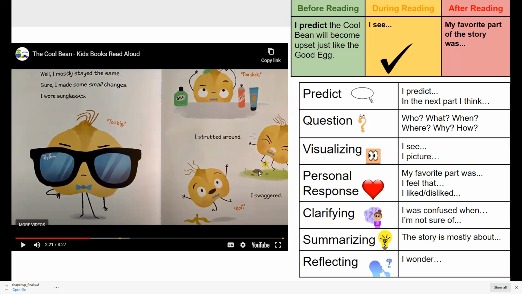What do you picture in your mind? And I'm sorry, guys, that is my dog Parker barking in the background.